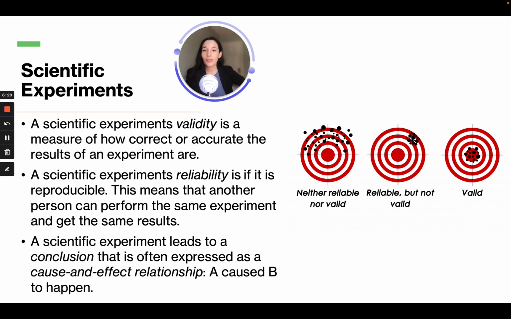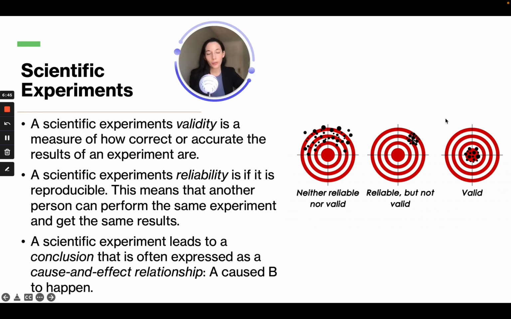A scientific experiment's validity is the measure of how correct or adequate the results of an experiment are. A scientific experiment's reliability is if it is reproducible. This means that another person can perform the same experiment and get the same results. A scientific experiment leads to a conclusion that is often expressed as a cause and effect relationship. A caused B to happen.